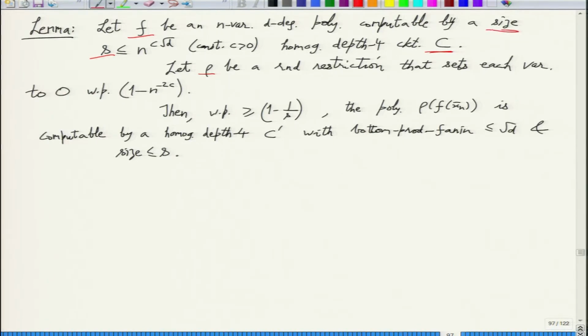Okay, so note that now we are talking about size and not just the top fan-in. So we are counting the monomials also. There were overall S monomials that you can see in the circuit C, and when you apply this random transformation rho, then with probability 1 minus 1 over S, only those monomials will survive that have support square root d. Actually, this should be not just product fan-in but support. It's a stronger thing.